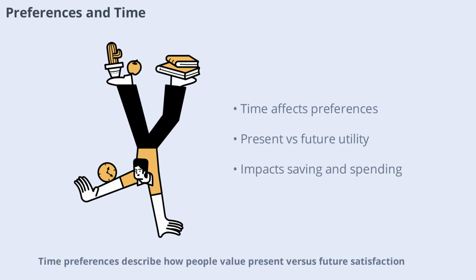Time preferences describe how people value present versus future satisfaction. Some individuals prefer immediate rewards while others are willing to wait for greater benefits later. This concept is important in understanding saving, investing, and consumption patterns over time.